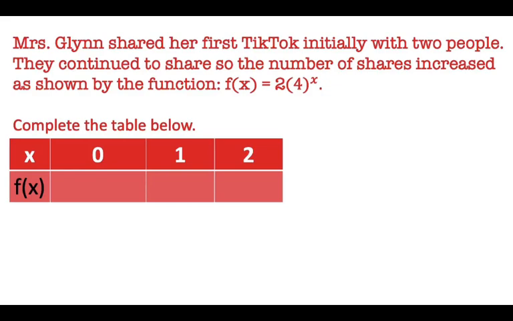So in this problem, all you got to do is plug in each x value, so 0, 1, and 2, into the function 2 times 4 to the x power, and then calculate your answer.